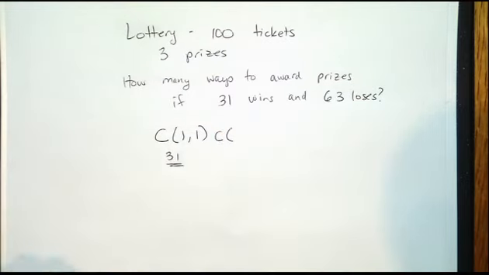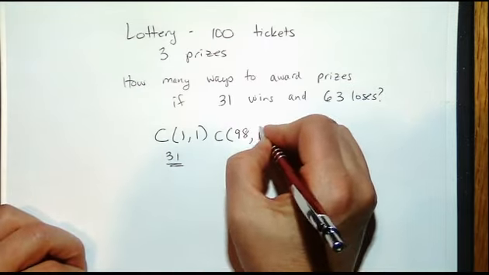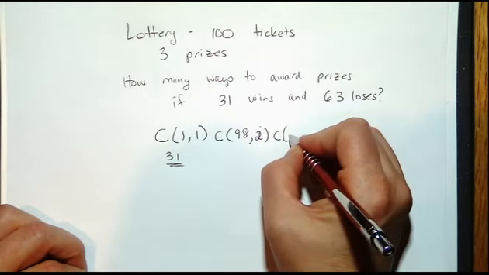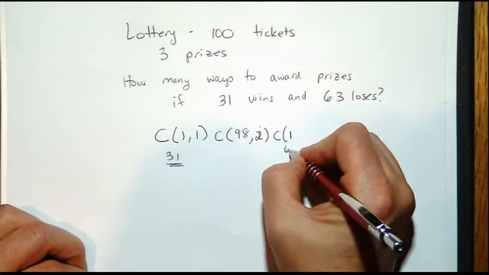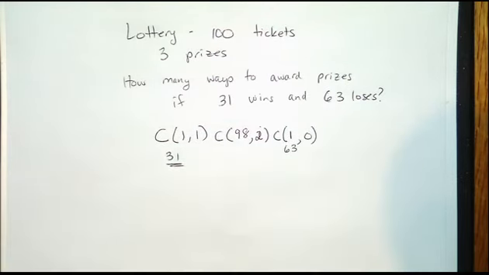So I've already chosen 31, so there's 99 people left. But now we know 63 doesn't win, so there's 98 people left. I'm going to choose 2 of them. And actually, just to be consistent, I'm going to say out of the 63, this is the 63 group, I'm going to choose none of them because he's losing. The reason why I did that is now the n's all add up to 100, right? And the k's all add up to 3.